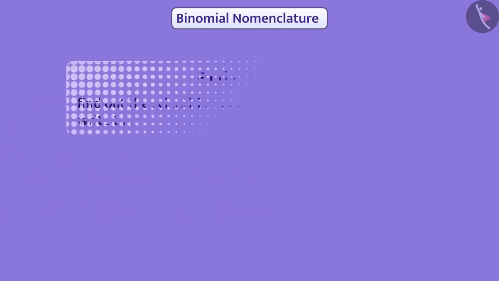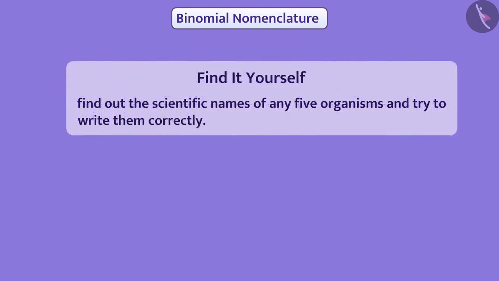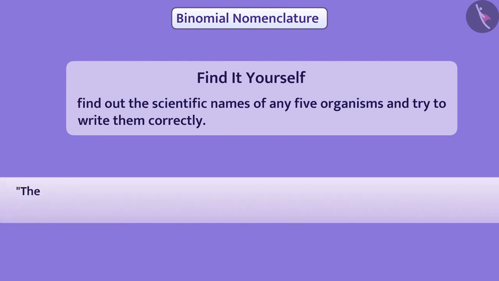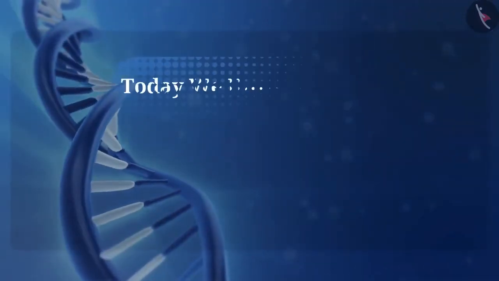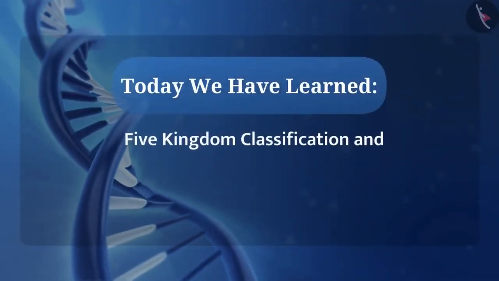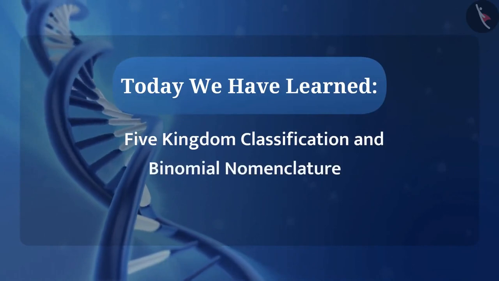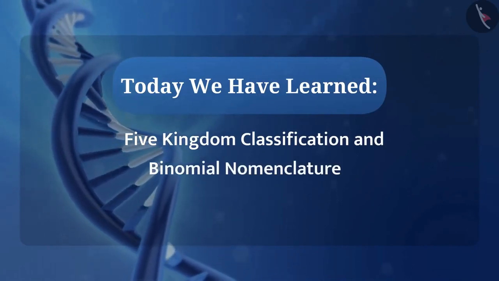Now here is a task for you. Find out the scientific names of any five organisms and try to write them correctly. The branch of biology that identifies, describes, classifies, and names animals is called taxonomy. Today we have learned five kingdom classifications and binomial nomenclature.